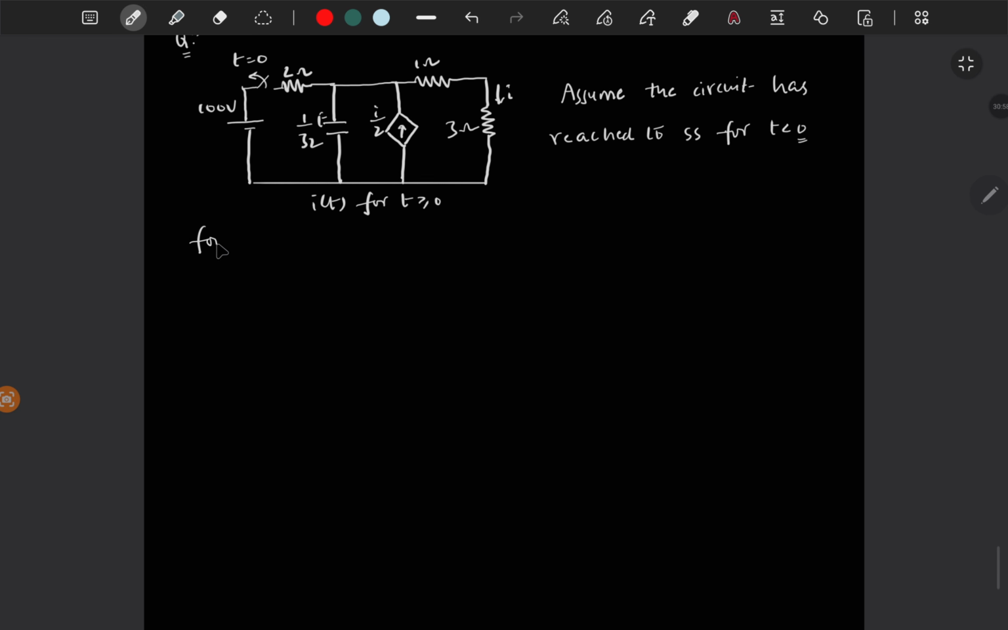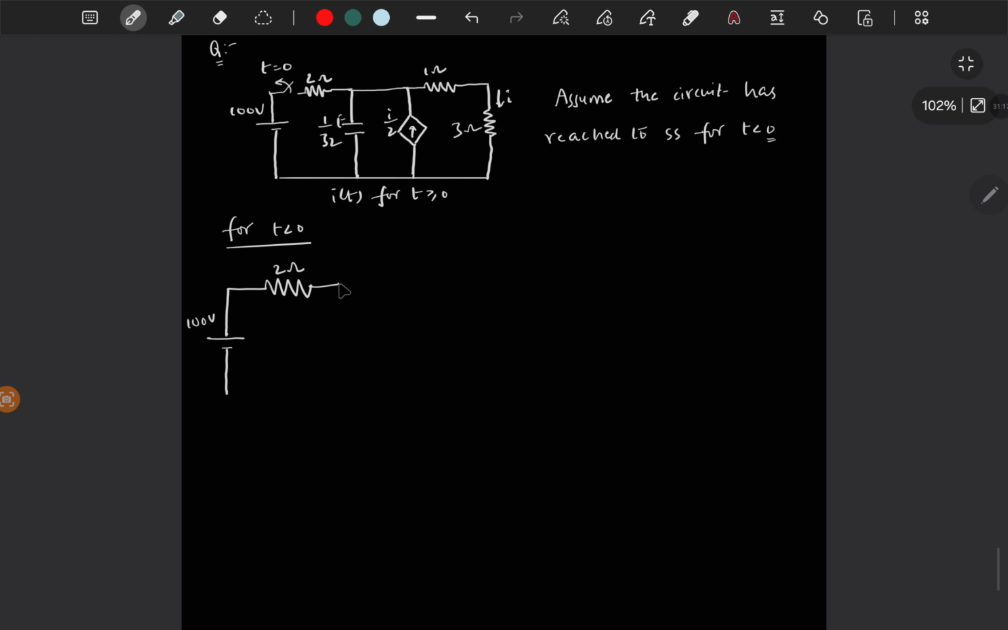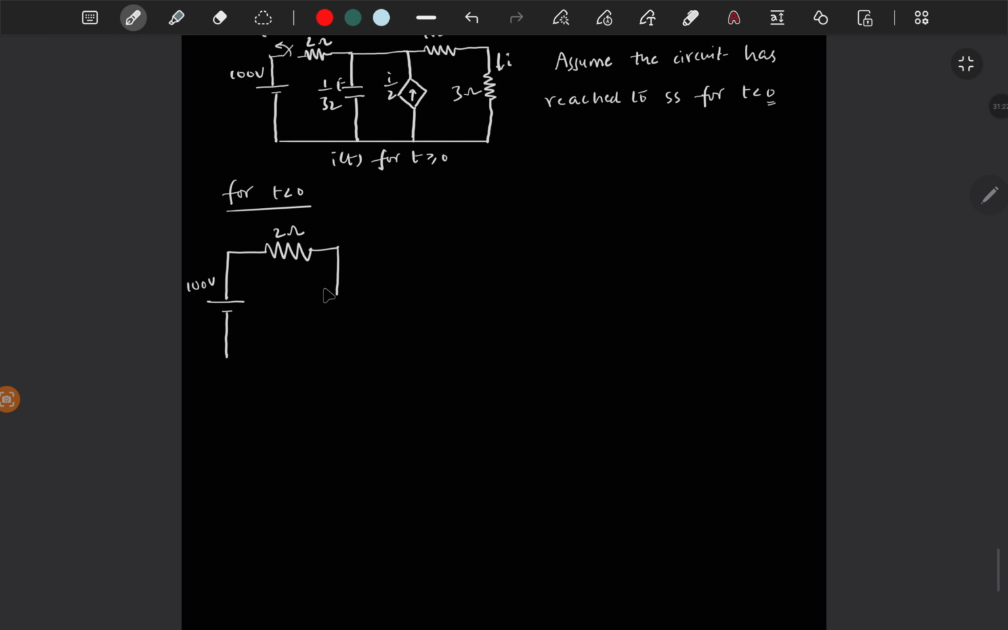Then for t less than 0, the circuit looks like the switch was closed, right? It is 100 volt and it is 2 ohm. And we have a dependent current source.